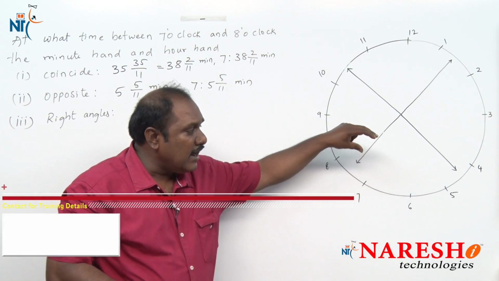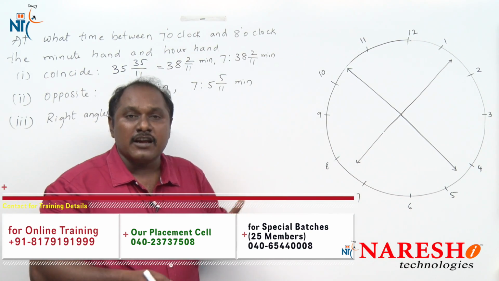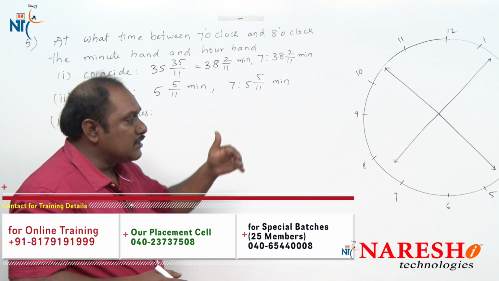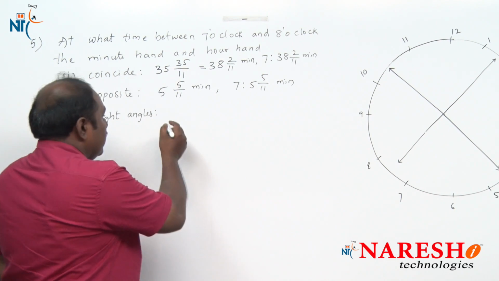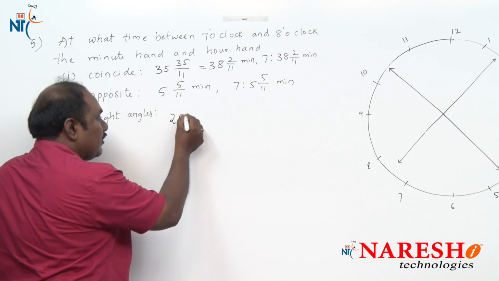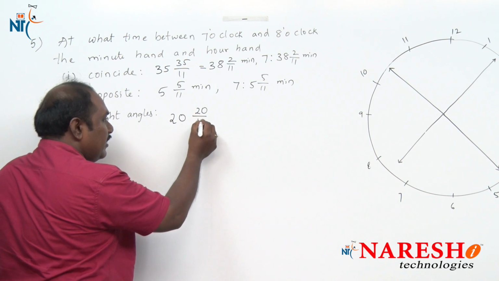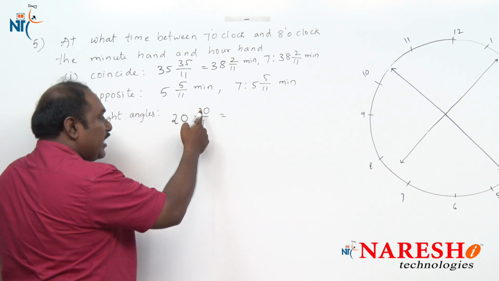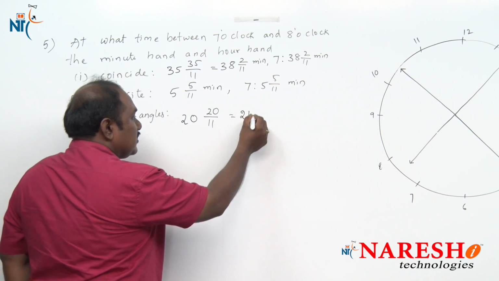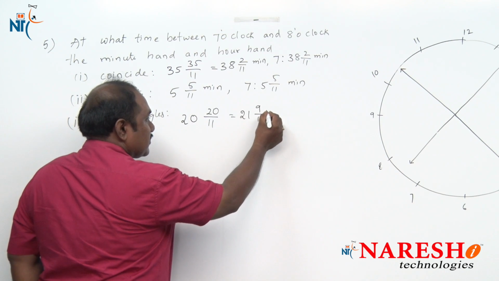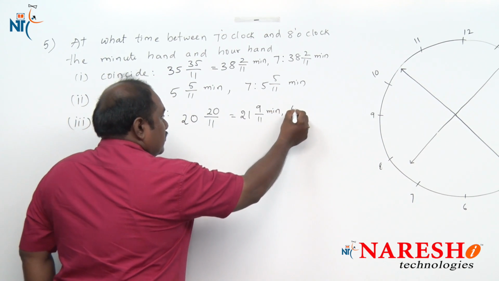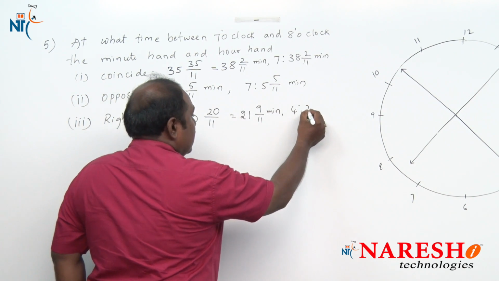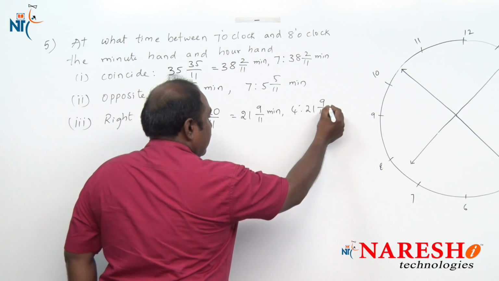So, if the minute hand is in between 4 and 5, then what is our answer? In 4 and 5, the smallest number is 4. 4 represents 20 minutes. Our answer is 20 by 11. 20 by 11 is 1 9 by 11 minutes. So, answer is 9 by 11 minutes. So, the first time they are at right angles is at 9 by 11 minutes.